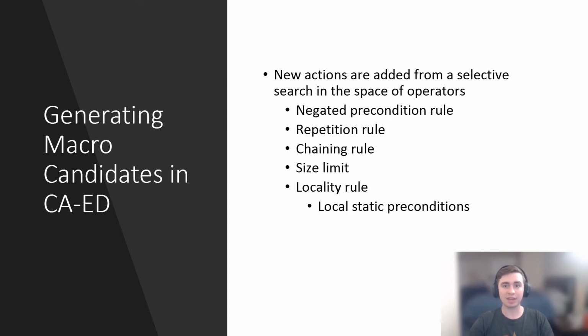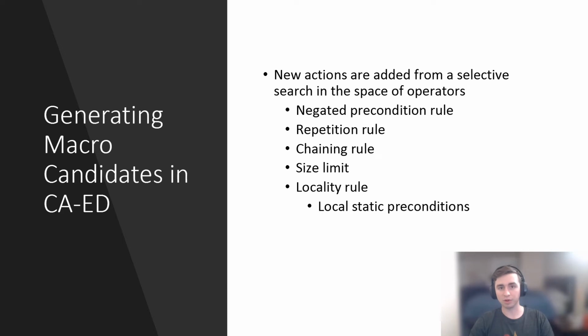This is motivated by the idea that a macro should have a coherent meaning and not try to do two unrelated things at once. Macros are also size limited by length and number of preconditions. This is to reduce the preprocessing costs and prevent blowup of cost per node.